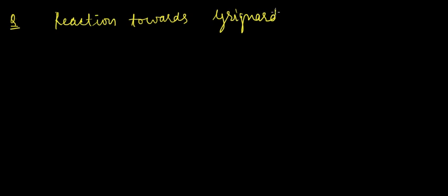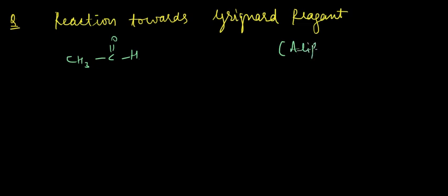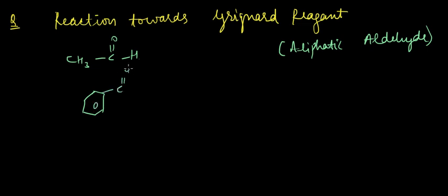Okay, so we will see reaction towards Grignard reagent. Okay, so we have compounds like this, which is obviously called aliphatic aldehyde. I'm just giving a generic name, this is not related to a common name or an IUPAC name. This is the generic name I'm just giving for the understanding purpose. Okay, second we have something like this, which is obviously an aromatic aldehyde.